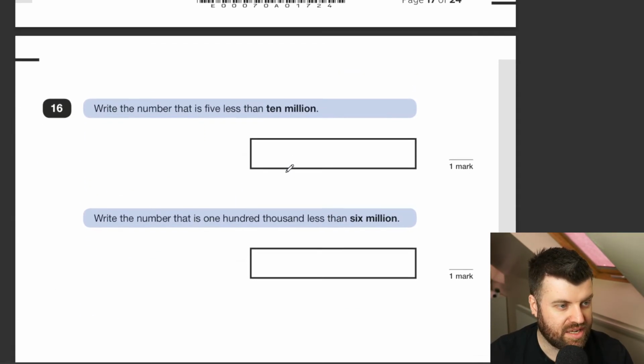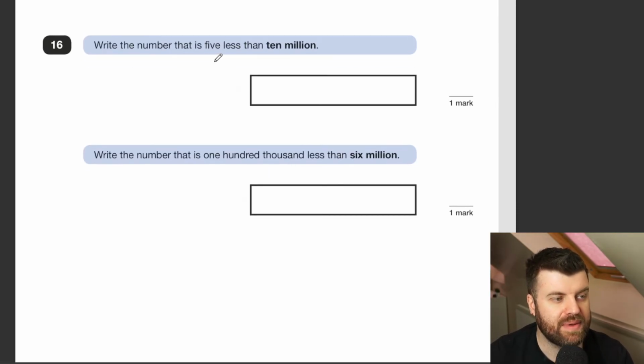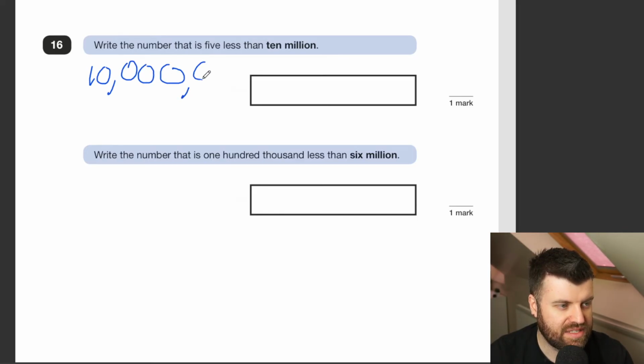Really interesting question now. I do like that one. Write the number that is 5 less than 10 million. So let's just write 10 million. And this is, again, just testing our place value, really. For 10 million, it'll be 10 followed by 6 zeros. I want 5 less. So it's going to be 9 million.